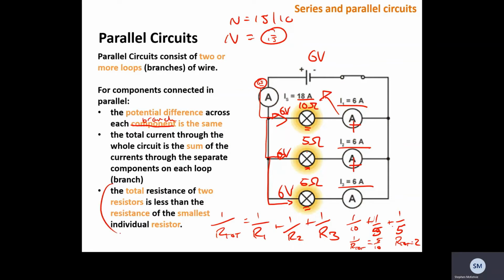This rule you have to remember. You don't have to know the whys, you just have to know that it is. The total resistance of 2 resistors is less than the resistance of the smallest individual resistor.